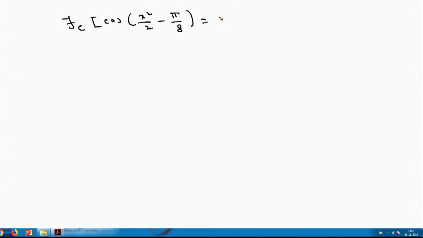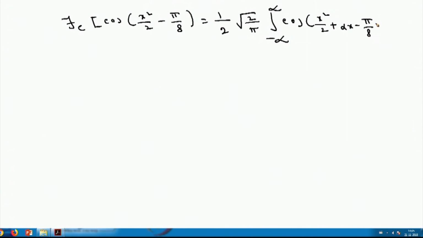This equals 2, will become, since it is same. So, 1 by 4 will be replaced by half into root over 2 by pi, integral from minus infinity to infinity of cos of x square by 2 plus alpha x minus pi by 8 into dx. Now this integral, because the second and first integral will be same whenever I substitute x equals minus z, say. This equals, you can write down half into root over 2 by pi, integral from minus infinity to infinity.